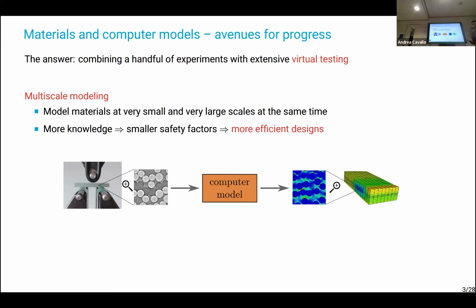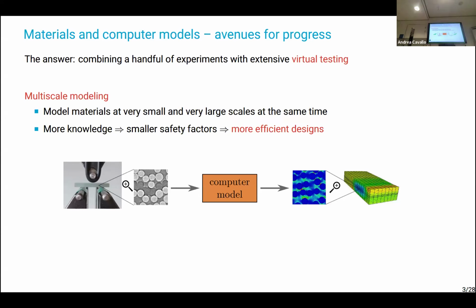And this can be done on a few different fronts. One of them is multi-scale modeling. So that's what you see here on the screen. If you take a piece of material and look at the microscope, you see that it has multiple scales of observation. And the material behavior depends on both of these scales. The goal is to use computer models to try to understand what's happening. I'll show a more specific example of this. And the more we know about these materials, the more efficient we can make the designs.